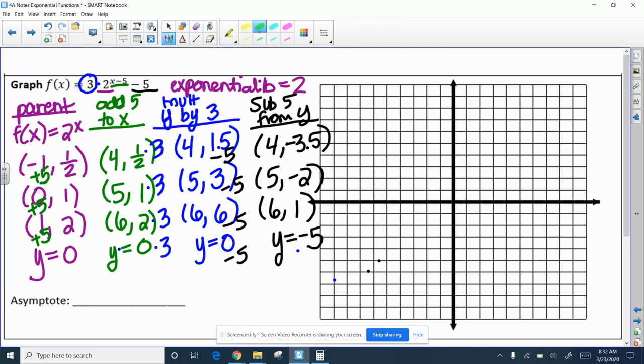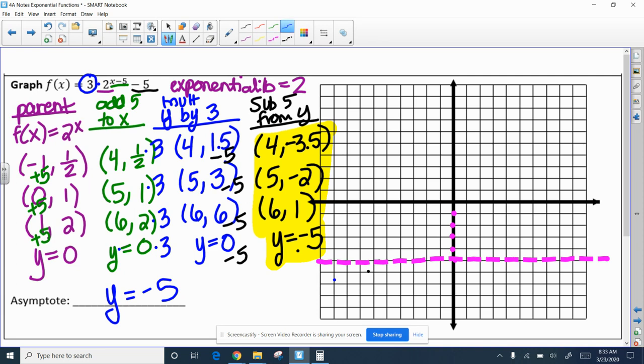So we've done all our transformations. So these are my final points. And this is my final asymptote. You have to include your asymptote in order for our graph to look correct. So our asymptote is y equals negative 5. All right, so let's draw that in. I always start with drawing the asymptote first. So remember, that is a horizontal line. It's crossing the y-axis at negative 5. So right here.